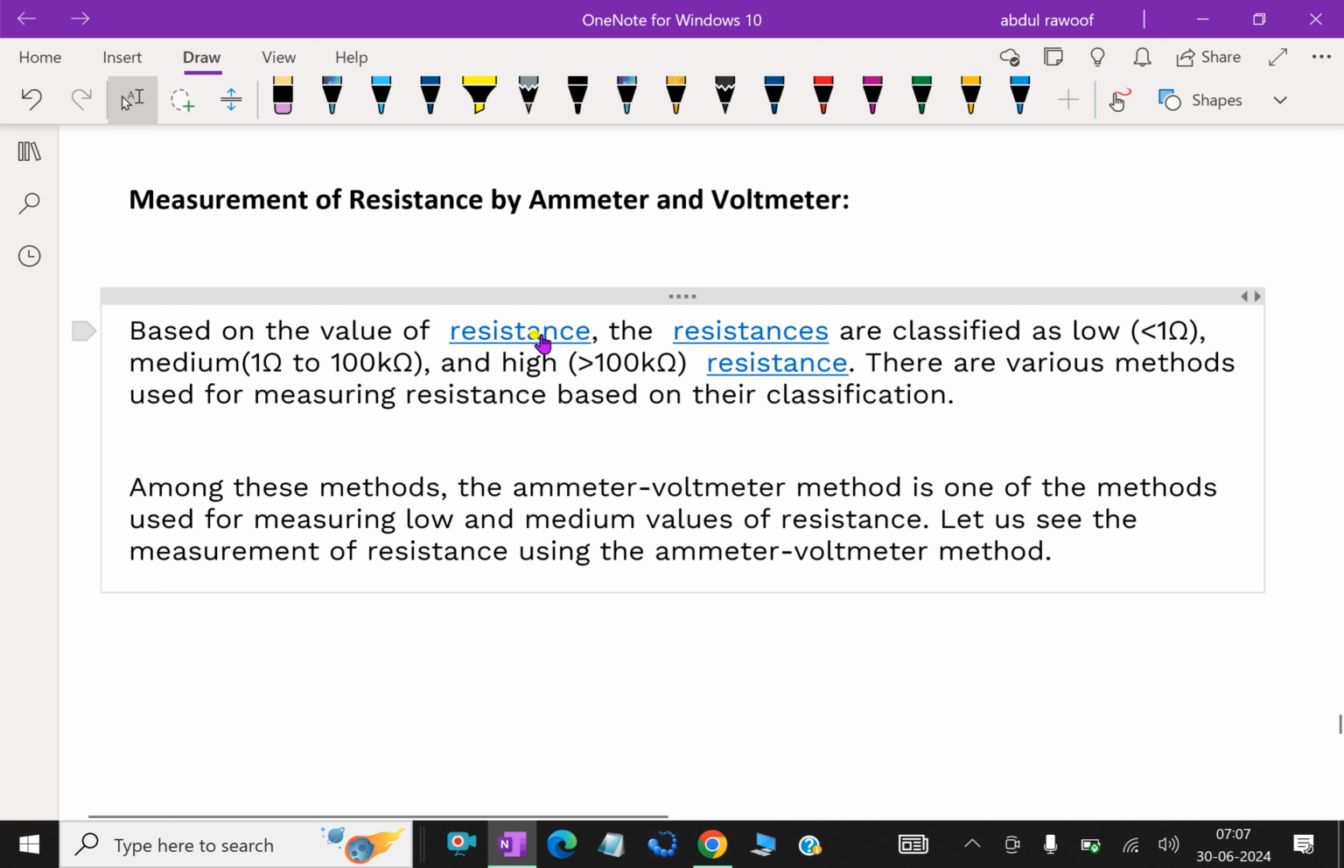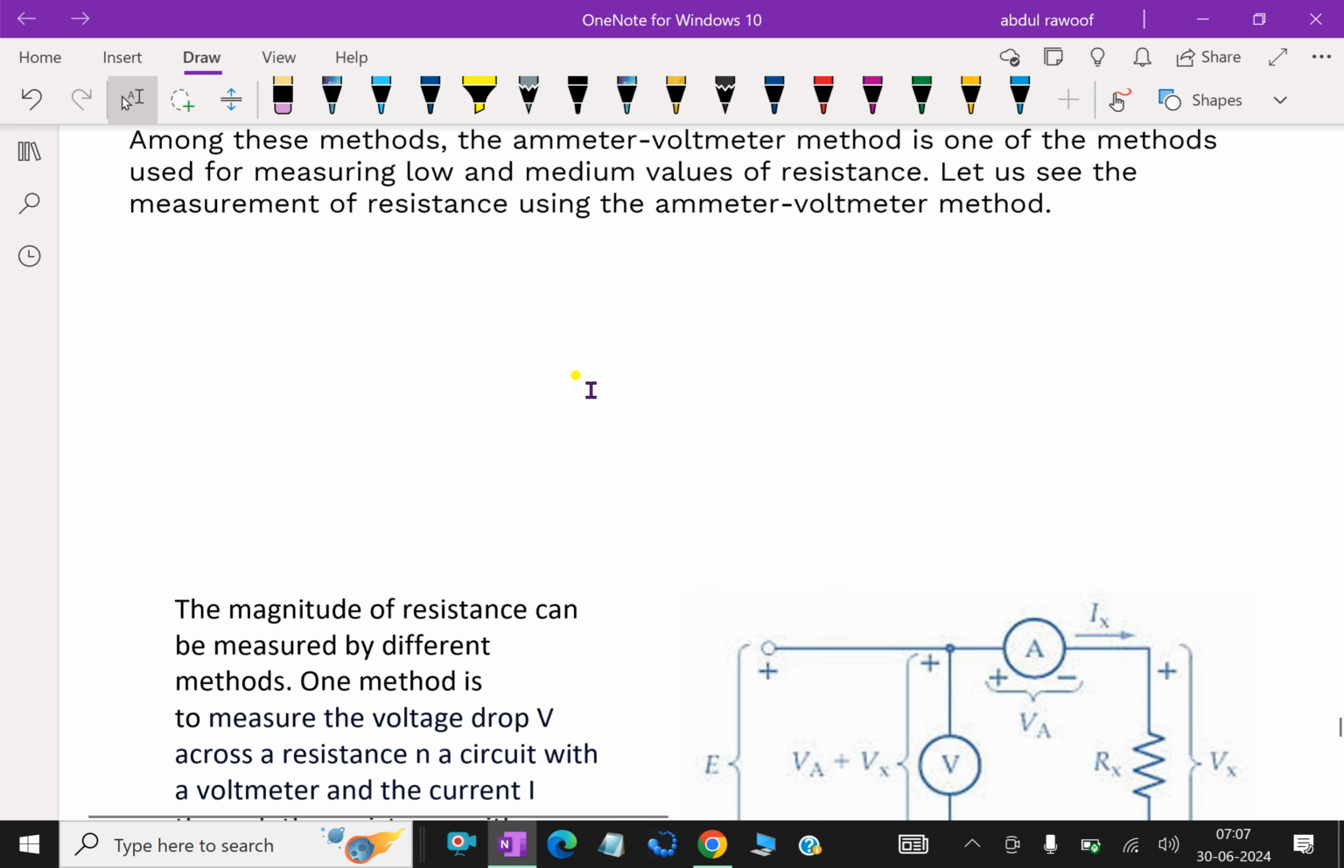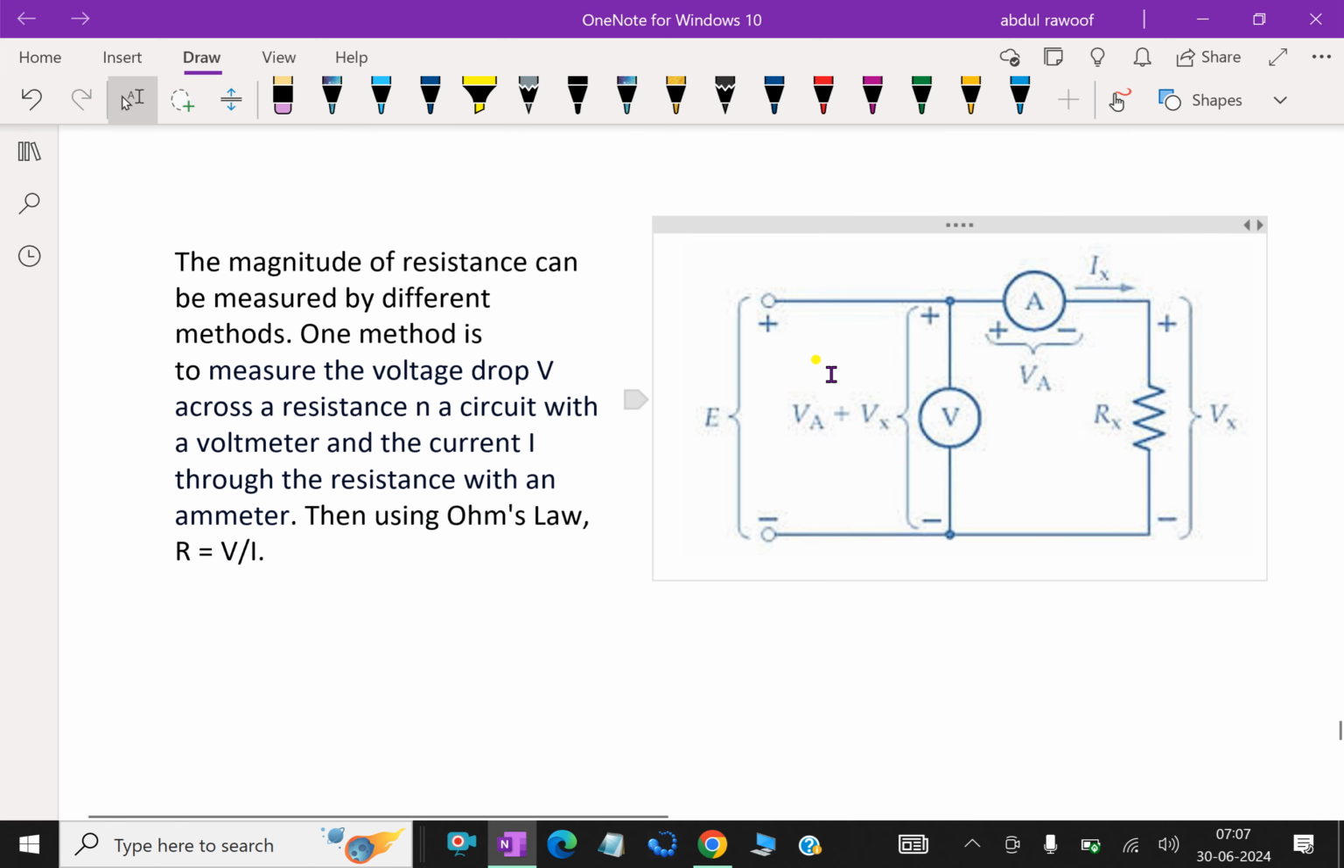There are various methods used for measuring resistance, used according to this classification. Among these, the ammeter voltmeter method is one of the methods used to measure low and medium values of resistance. Let us see the measurement of resistance using the ammeter voltmeter method. Here in the circuit, the resistance is connected between the terminals, and the other terminal is connected to the EMF, the voltage battery. The ammeter is connected in series to measure current, and the voltmeter is connected in parallel.